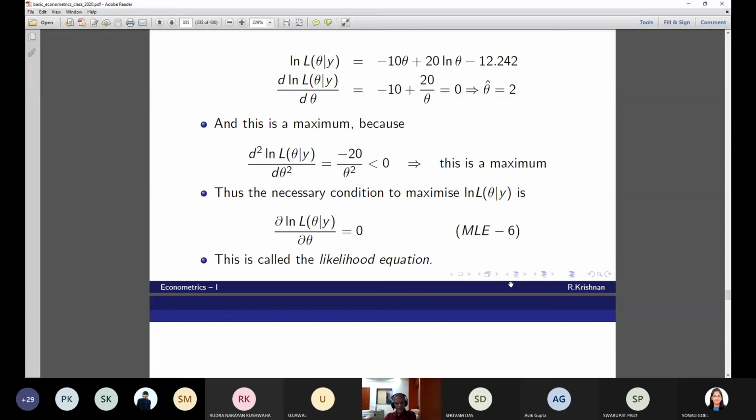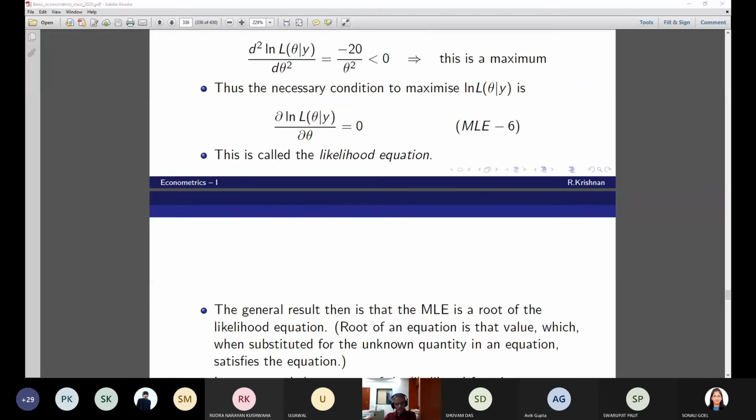Okay. This is called the likelihood equation. What I was asking is whether the maximum likelihood function that we are getting is concave in nature, strictly concave. Concavity restrictions will be there. So what if the maximum likelihood function is not concave? Then in that case.